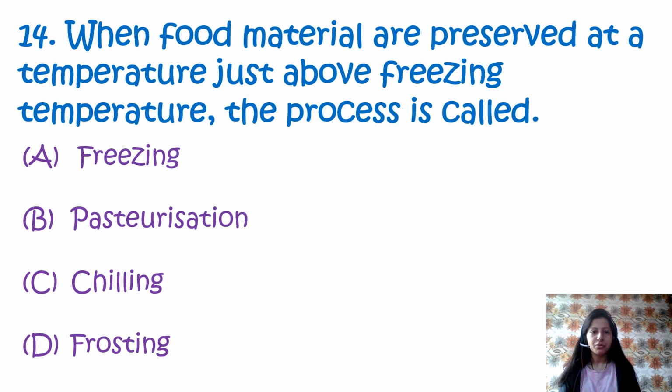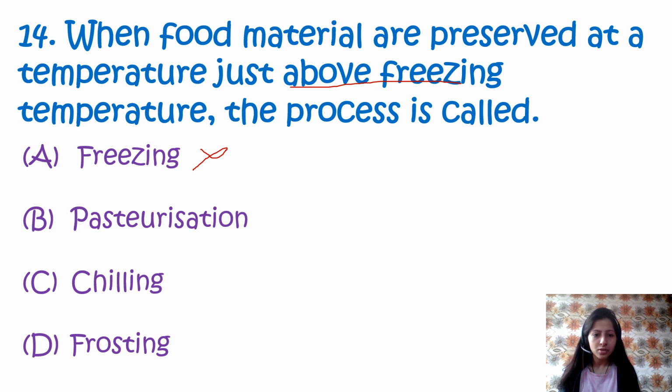Question number 14. When food materials are preserved at a temperature just above freezing temperature. So यहाँ पे ध्यान दीजिए, just above freezing temperature, the process is called: option A freezing, option B pasteurization, option C chilling, option D frosting. So freezing क्या है? It's a method of preserving food by reducing its temperature below its freezing point. So ये right answer नहीं हो सकता, since this process is used for long-term preservation of food items. Pasteurization, इसमें heat use होता है.